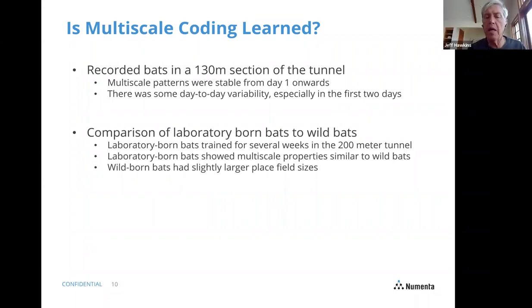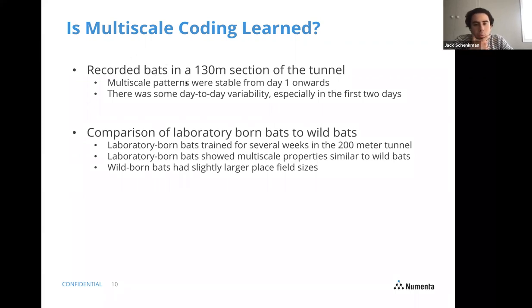So does that imply that the laboratory-born bats, if they didn't train for several weeks and just did it right away, wouldn't have shown this multi-scale coding? That was my question, because in the bullet here, they tested whether this point held using bats from the wild, so bats that are used to large environments. And they're saying bats that are used to large environments have this multi-scale encoding from day one onwards, although there is more variability on day one and the variability decreases.